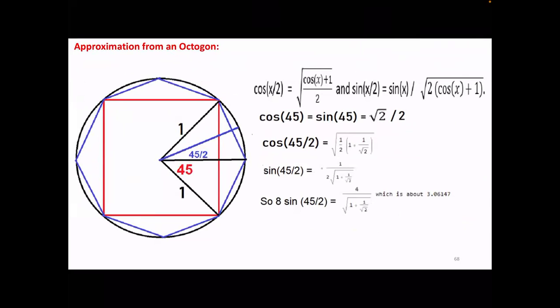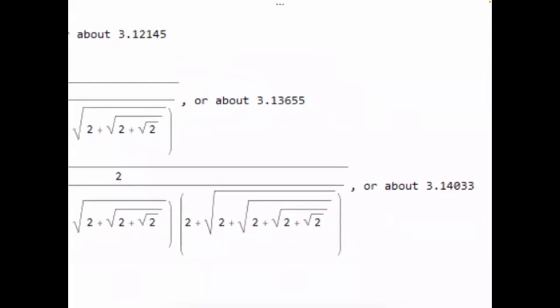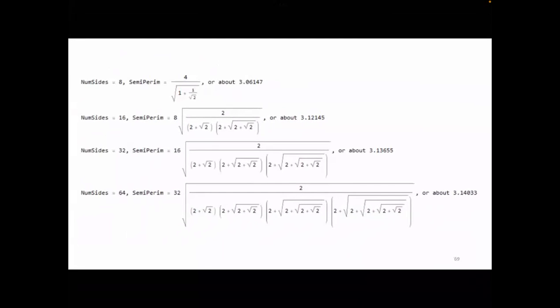I'm sorry, so I'm giving you here half the perimeter. So it should be pi, not 2 pi. So I'm giving you half the perimeter. And so I've recorded here just doing 8 sides, 16 sides, 32 sides, 64 sides. At 64 sides, we're getting 3.140. This is significantly better than what we had at the start of the day.